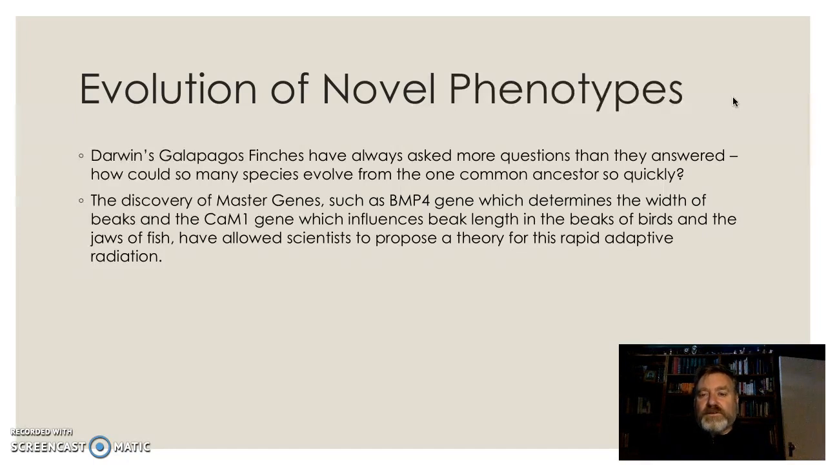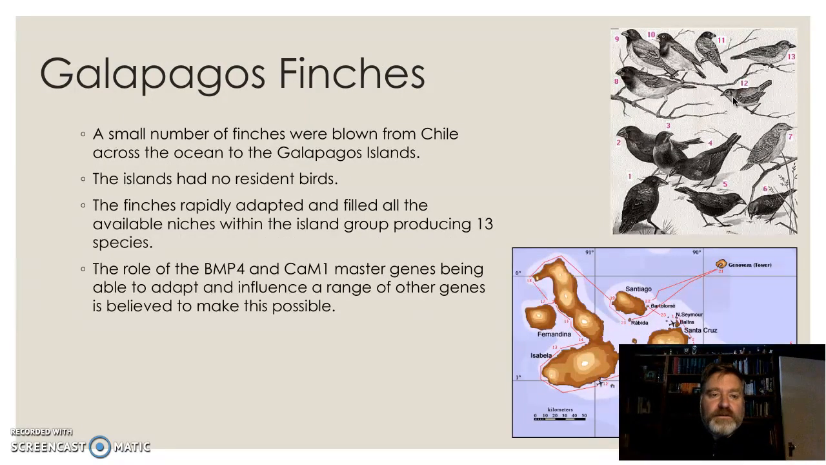There are two master genes at work here. There's the BMP4 gene, which determines the width of beaks, and the CaM1 gene, which influences beak length in the bird. It works in birds and in the jaws of fishes. And so we have these Galapagos finches, 13 species of them, spread over these islands, and they basically avoid competition. These birds blew in from Chile in a storm, is the theory. It's quite a long way from Chile to the Galapagos Islands, and it would have been even longer then. The islands, being recent volcanic formations, had no resident birds, so all the niches were empty.